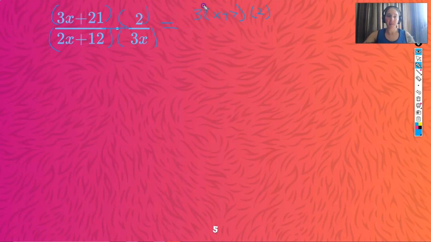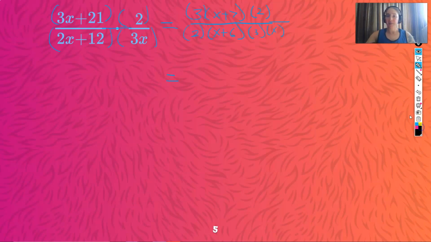So let me write these so they all look like factors. Okay, that's my numerator. My denominator, 2x plus 12. I can pull 2 out of there. X plus 6. And then 3x. I can pull a 3 out of there. And an x. So there's everything totally factored.